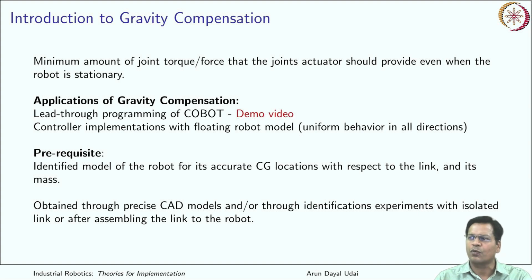found out by experiments. So finally, that is the prerequisite before we proceed further with gravity compensation or the analysis of gravity compensation. So that is obtained through precise CAD models and through identification experiments, as I have said, with an isolated link and/or after assembling the link to the robot. So even after assembling it to the robot, there are experiments to find it out, because these robots normally have torque sensors inbuilt in the robot joints. Okay, so that is what helps to do those kinds of experiments.